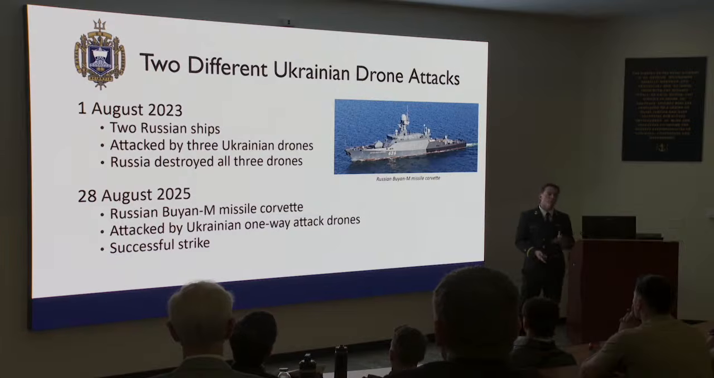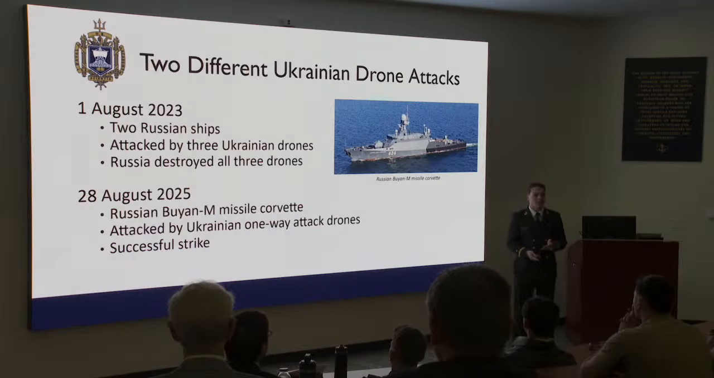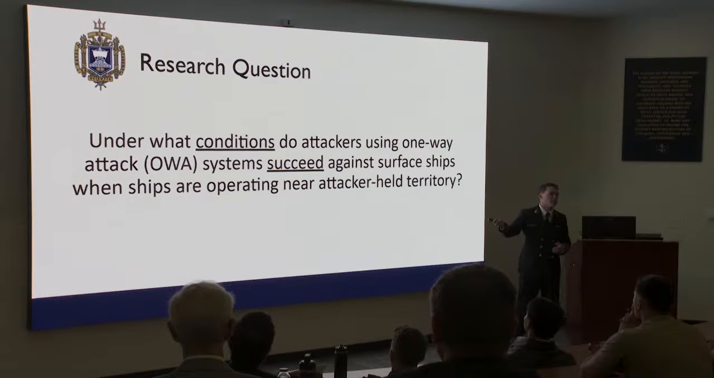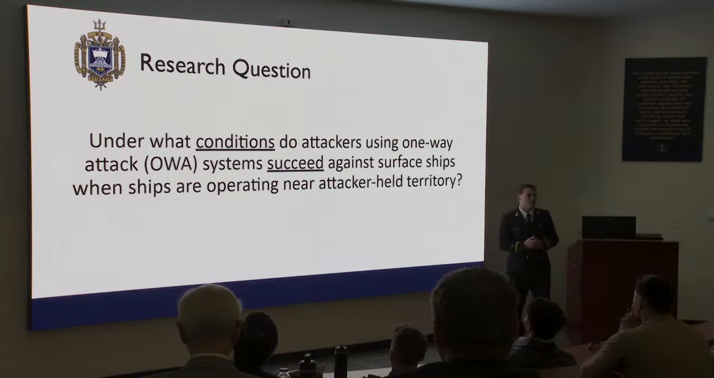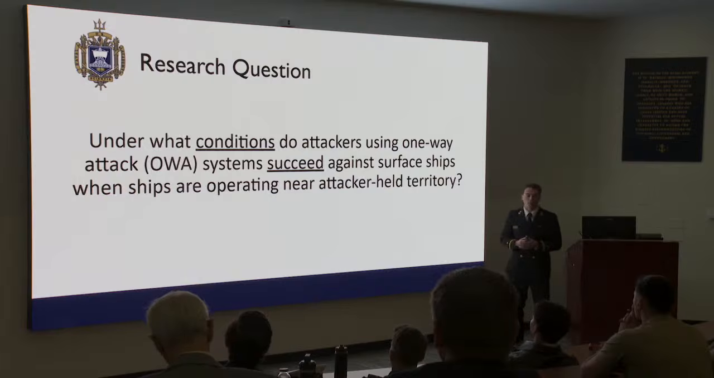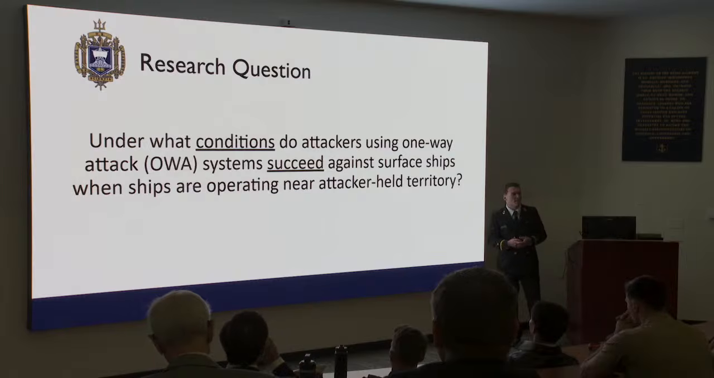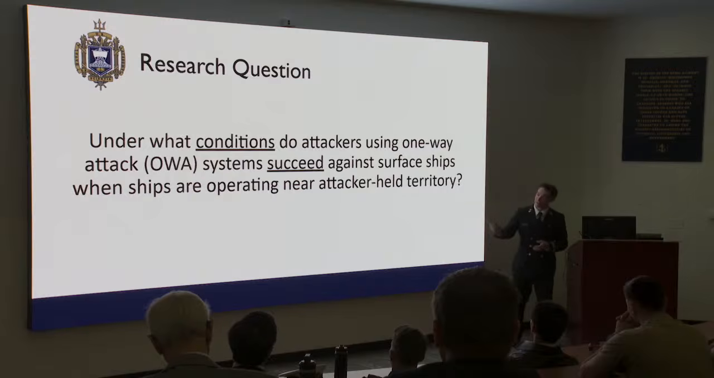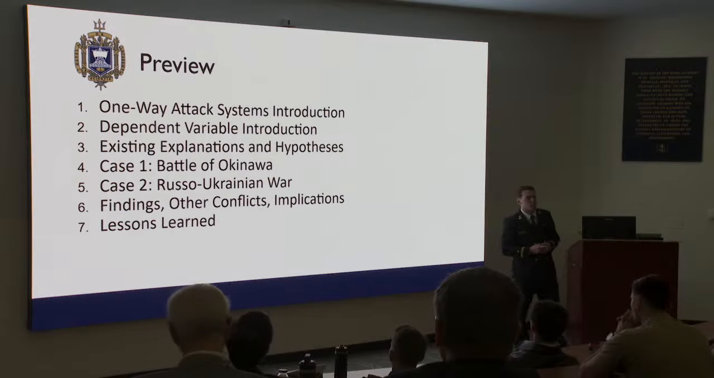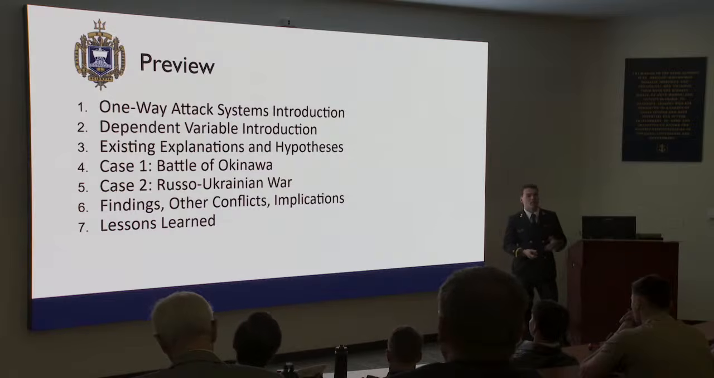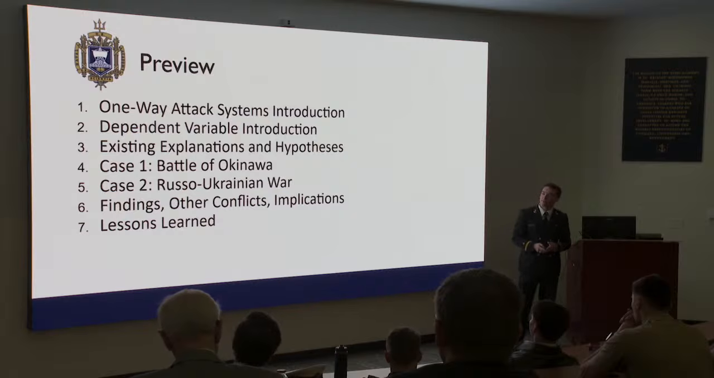So were these 2 attack attempts different in their outcome? This ties into my research question for what I've been looking at in my Trident research over the past year. So I ask, under what conditions do attackers using one-way attack systems succeed against surface ships when ships are operating near attacker-held territory? To give you a preview for the rest of my presentation, I'm going to start by telling you exactly what one-way attack systems are and the 2 different examples that I'm looking at in my research. Then I'll tell you about my dependent variable.